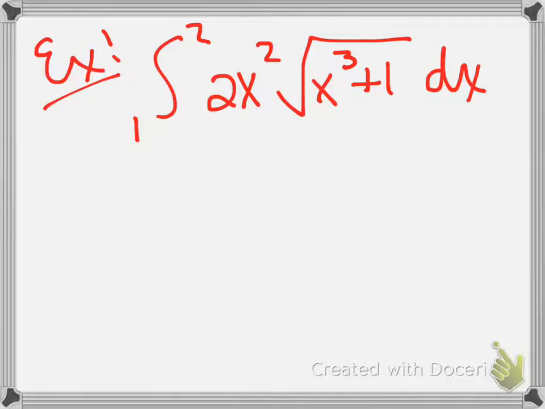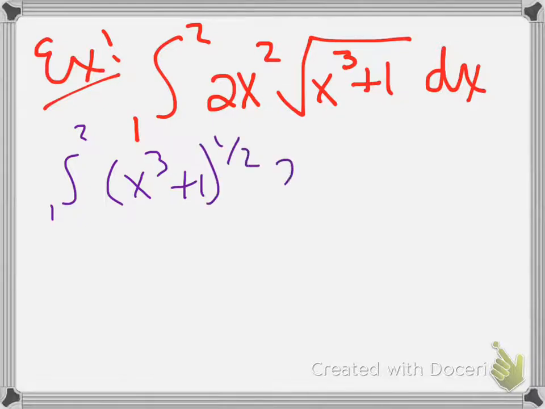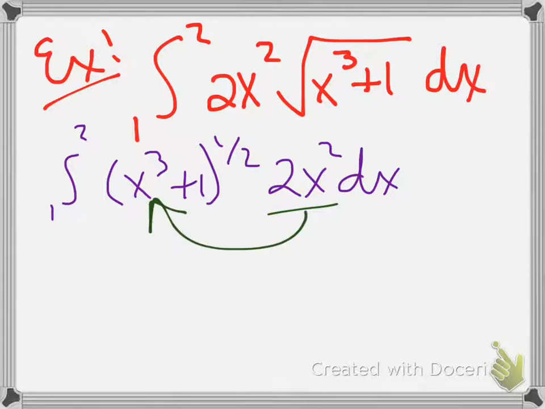Alright, let's look at one more with that same idea. I'm going to rewrite this first. We have an integral from 1 to 2. I'm going to write this as x to the 3rd plus 1 to the 1/2 power. Then I'm going to write my 2x squared. Then I'm going to write my dx. Alright, so watch this one carefully. Is 2x squared the derivative of x to the 3rd power?